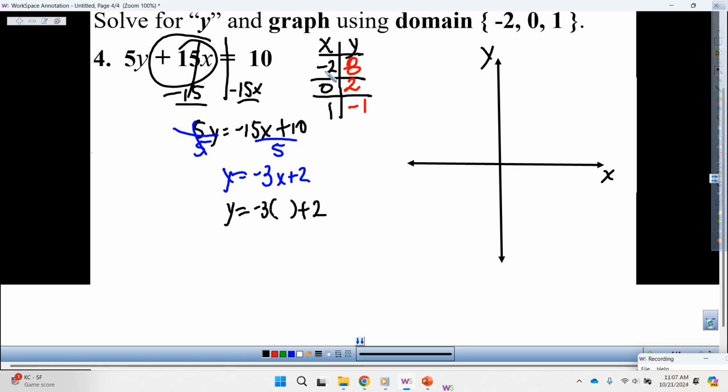So I need, all the way from negative 2 to positive 1 of x, so I'm going to go 1, 2, 3, 1, 2, 3. And I need from 8 of y all the way to negative 1, so I go 1, 2, 3, 4, 5, 6, 7, 8 to negative 1. All right, so let's plot the first one, negative 2, 8. Negative 2, this is negative 1, negative 2, and positive 8, which is up here. 0, 2, 0, 2, and 1, negative 1. And we graph our line going through those points.